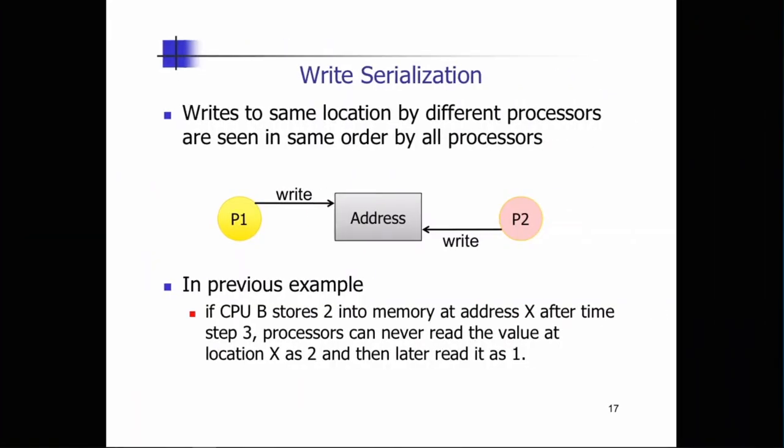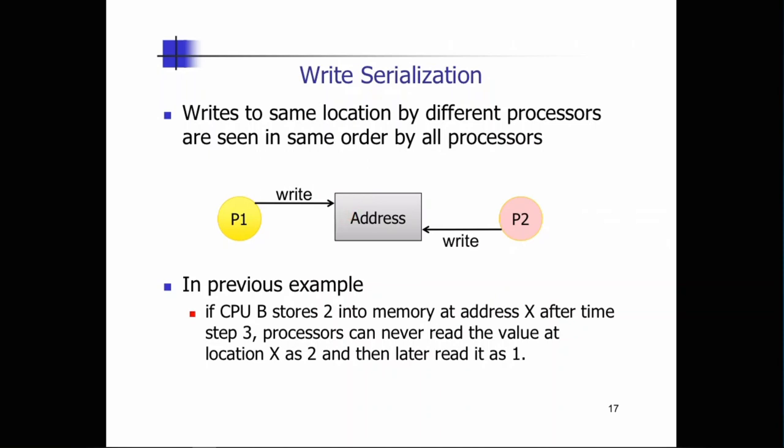The third feature is write serialization. So this is the same diagram again. We have P1, P2. We are trying, in this case, to write to the same location in memory. So if there are multiple writes here, writes to the same location by different processors are seen in the same order by all processors. So if P1 writes first, then P2 writes second, all other processors in the memory system will see the values written in that same order.